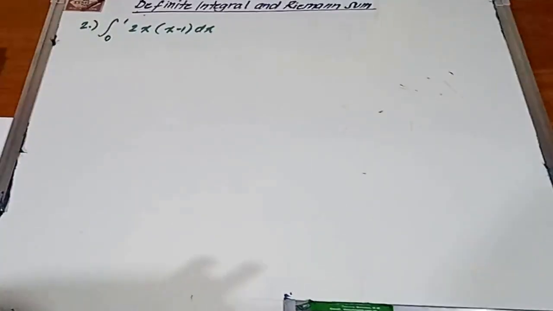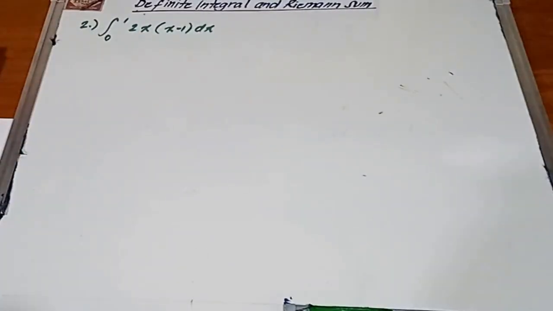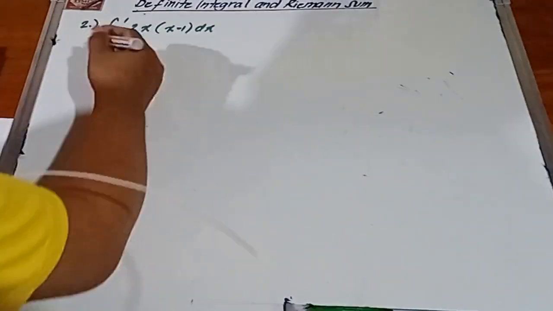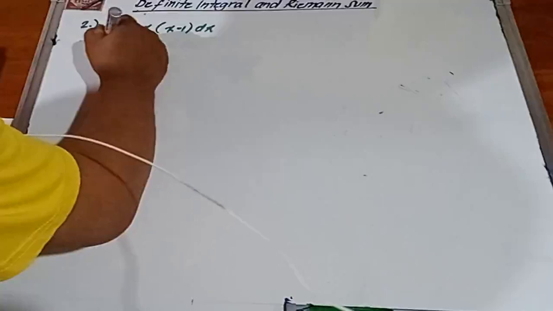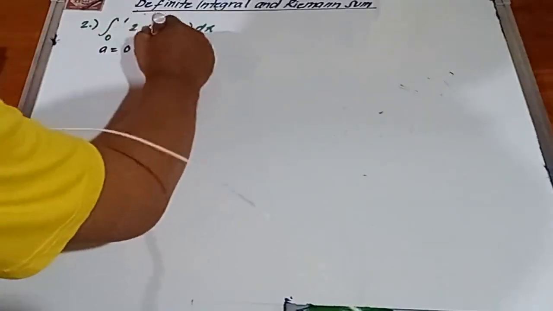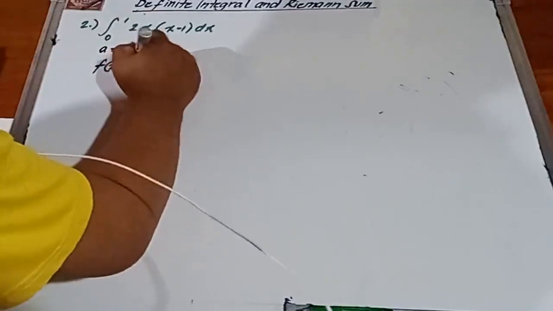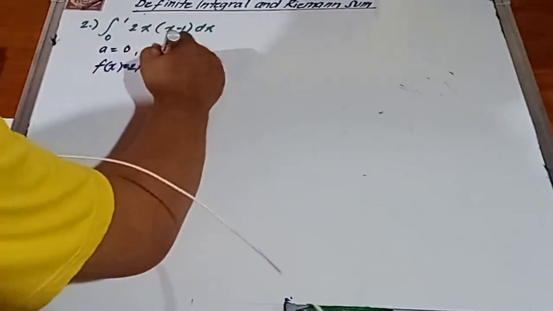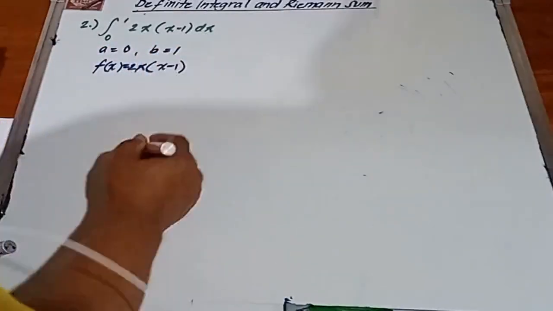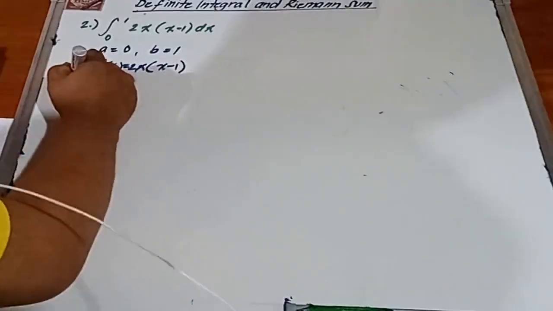Okay, for our second example, in evaluating a definite integral using the limit of a Riemann sum, we have here the integral of 2x quantity x minus 1 dx from 0 to 1. So, ang ating a dito is 0. Ang ating b ay 1. F of x is 2x times x minus 1. Okay? Then, solve muna natin sa delta x.